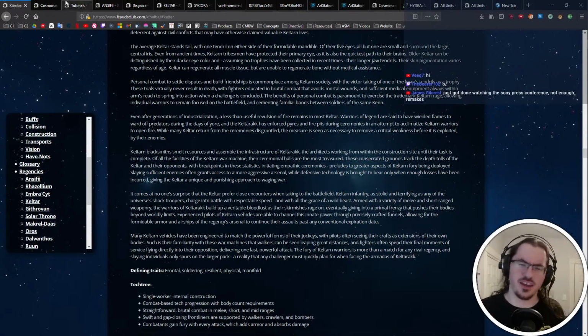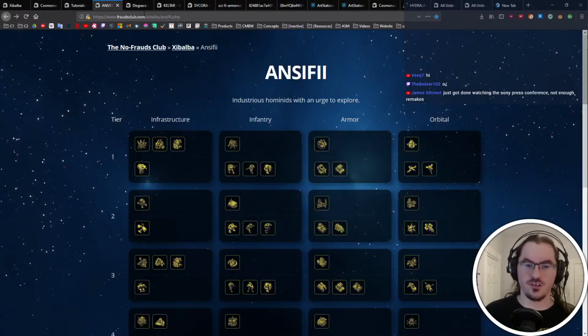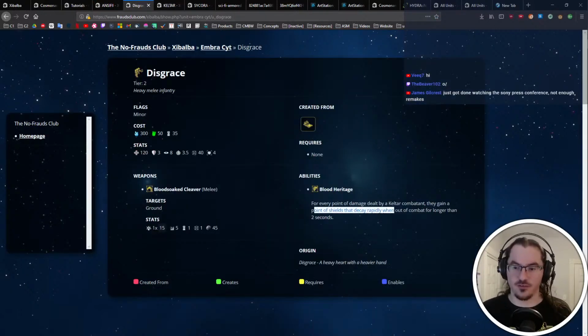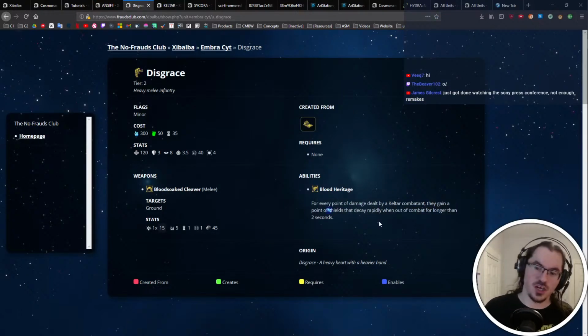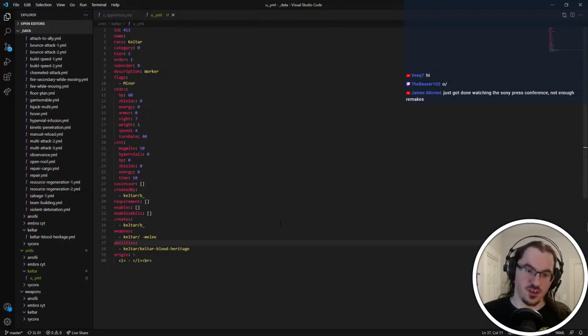Currently, there's no gate as to how the shield steal thing works. Or it's not really shield steal as much as it is they gain a point of shields for every point of damage. And when they're out of combat for 2 seconds, that actually rapidly decays. So you have to keep that in mind as you're using the unit.